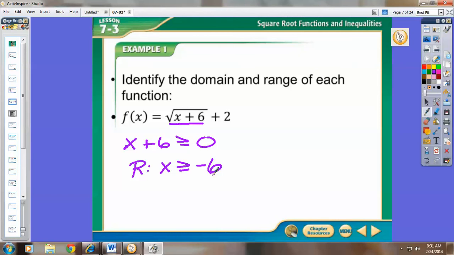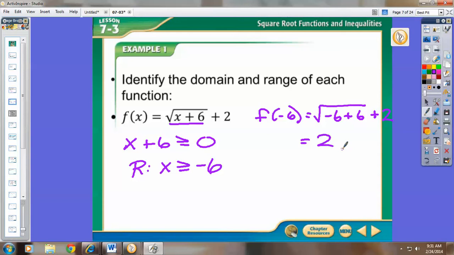Now to find our range, what are we going to do with negative 6? Plug it back in. Let's find f of negative 6. Don't forget the plus 2. That is important. Now, negative 6 plus 6 is 0. And the square root of 0 plus 2 is 2. So if this is our smallest input, this is going to be our smallest output.